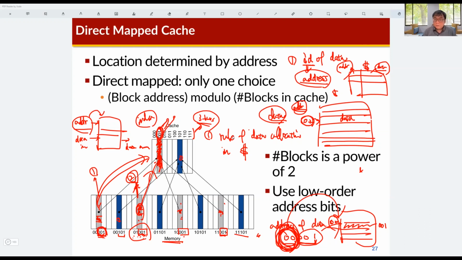It depends on the size of the cache block actually. I will also explain about the size of the cache block. That's a good question.